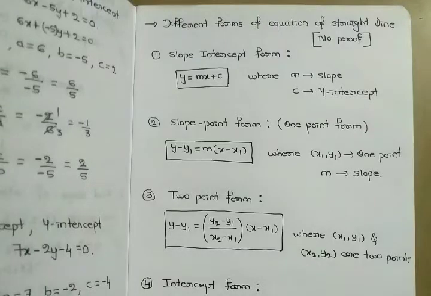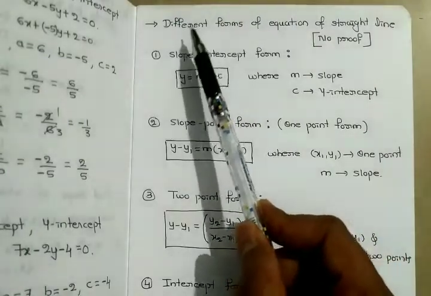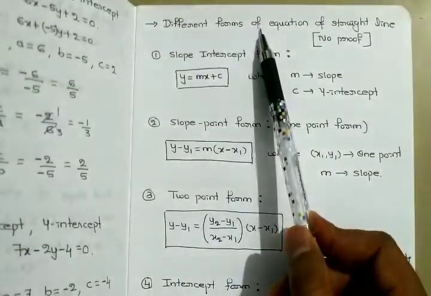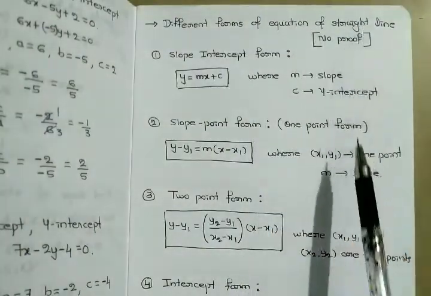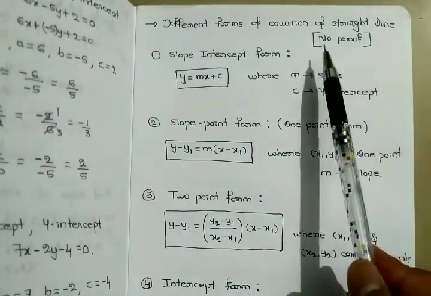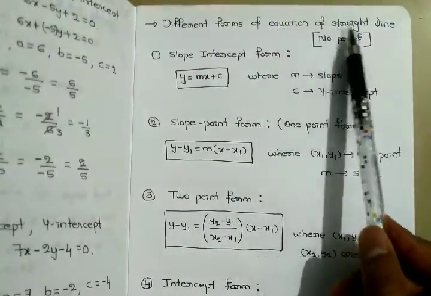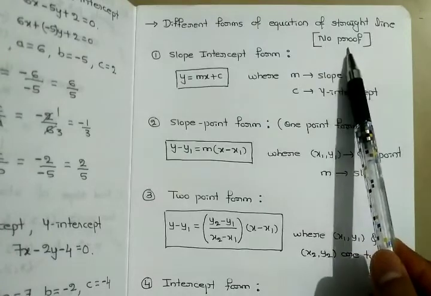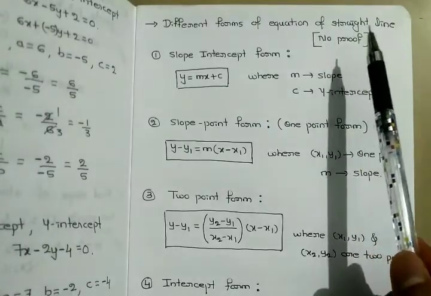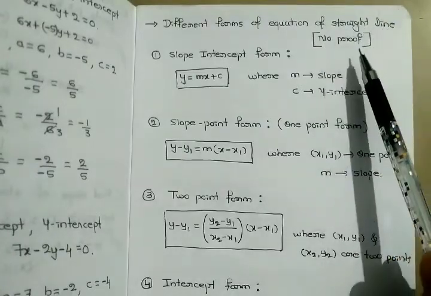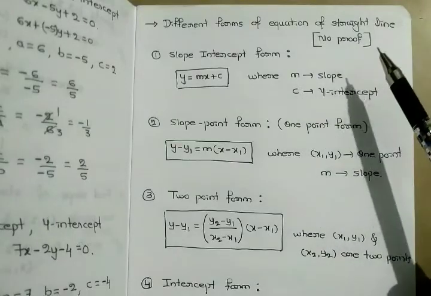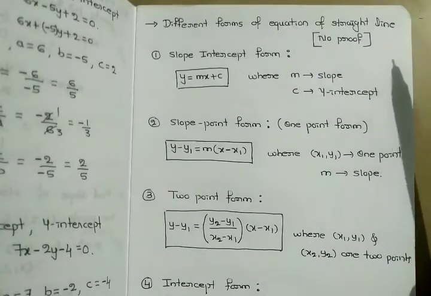Hello everyone. In this video we will discuss different forms of equation of straight line. For the diploma syllabus, for these different forms of equation of straight line, proof is not there. You only need to remember the formulas. Using those formulas you are going to solve the examples.